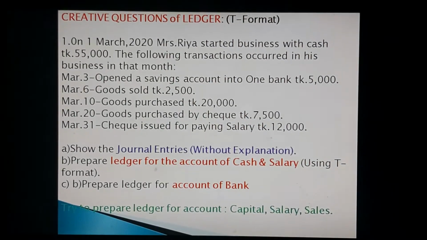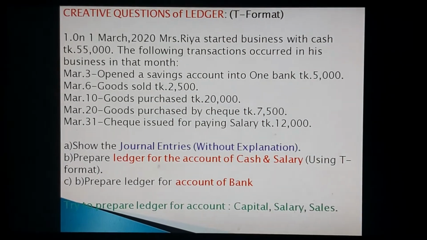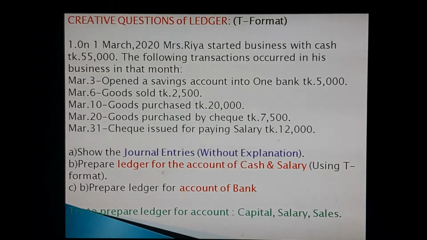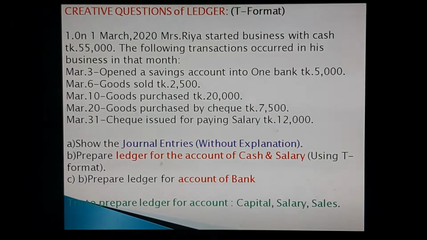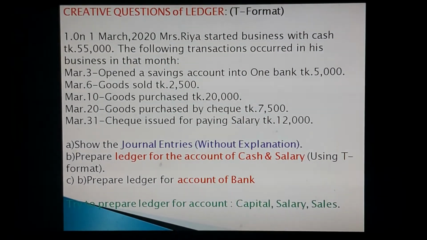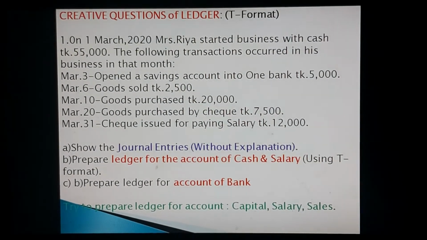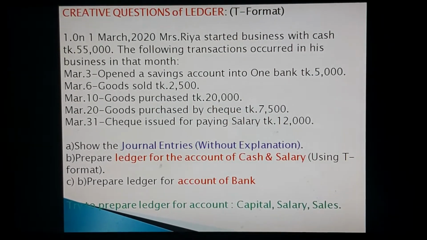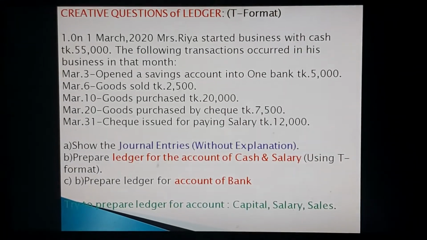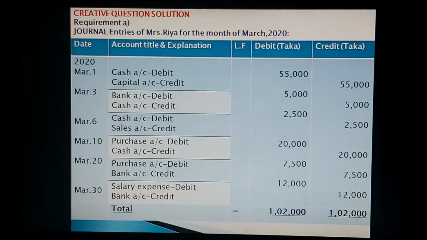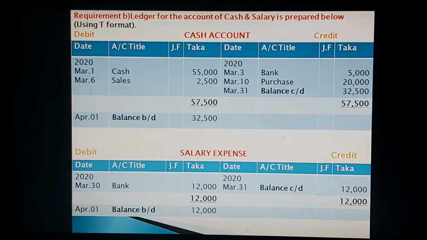Dear students, now you can go to the requirement B. Prepare ledger for the account of cash and salary using T format. You have known from previous lecture, this is lecture number 1 for ledger. What is the format of T or traditional format? You can see in the slide number 3.